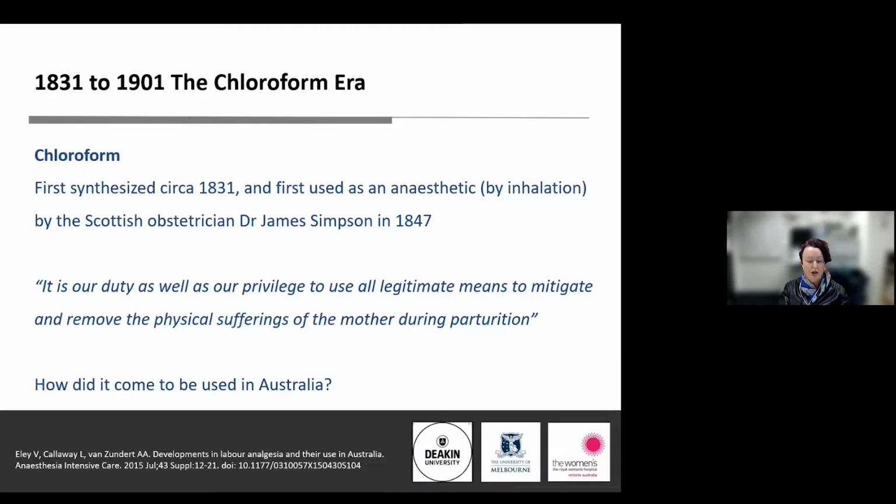In the time before the early 1800s, the only anaesthetic or analgesic agent that was used to help with the pain of childbirth was alcohol. So it was a huge discovery when chloroform was first synthesised in 1831. And the first anaesthetic for childbirth by inhalation was given by the Scottish obstetrician, Dr. James Simpson, in 1847. In his words, "It is our duty as well as our privilege to use all legitimate means to mitigate and remove the physical sufferings of the woman during parturition."